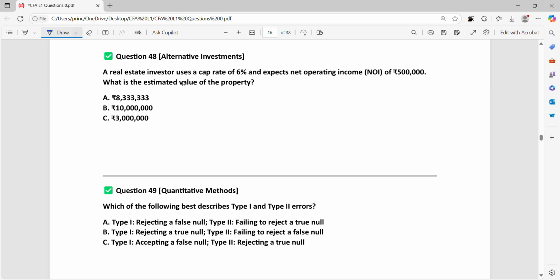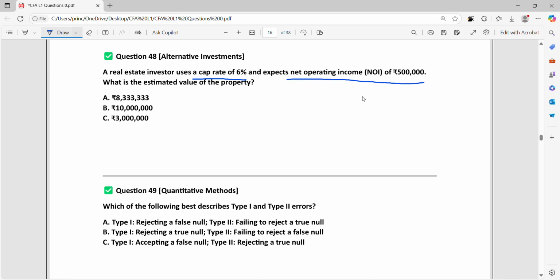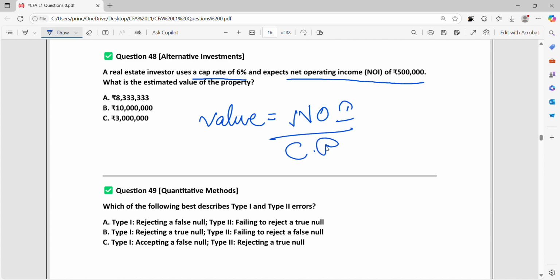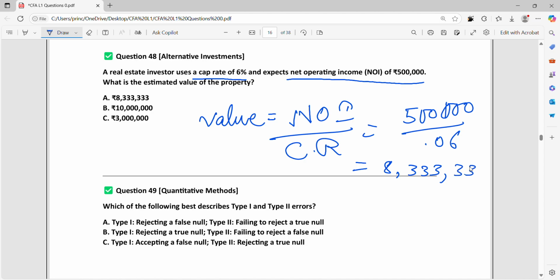A real estate investor uses a cap rate of 6% and expected net operating income of 500,000. What is the estimated value of the property? So value equals net operating income divided by cap rate. So the correct option is A.